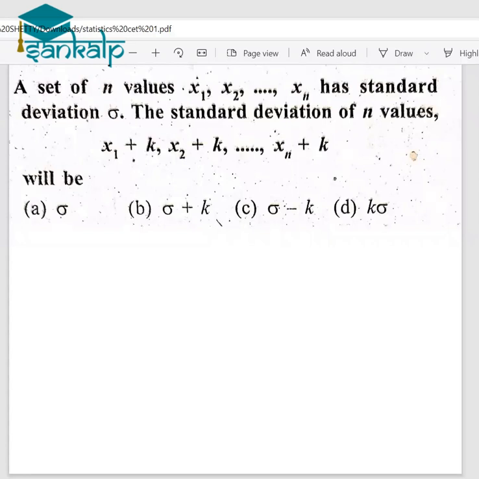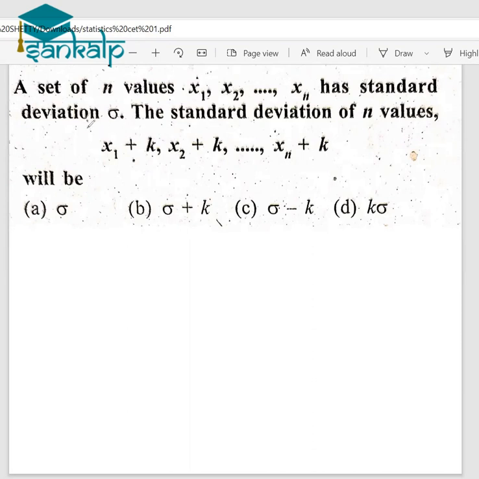Question number 4. A set of n values x1, x2, xn has standard deviation sigma. Then the standard deviation of n values x1 plus k, x2 plus k, and xn plus k will be sigma, sigma plus k, sigma minus k, or k into sigma. So here we are directly making use of the results.